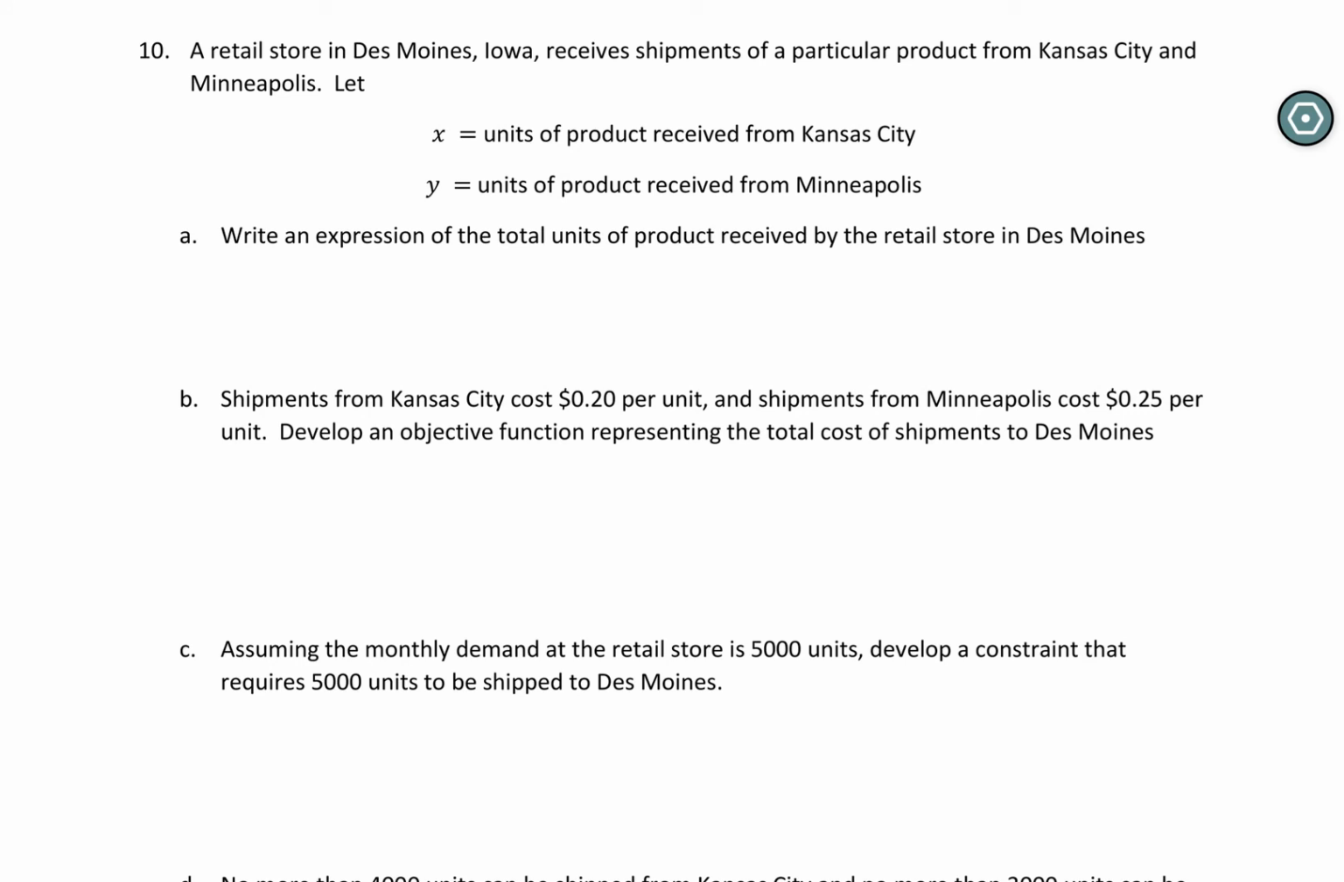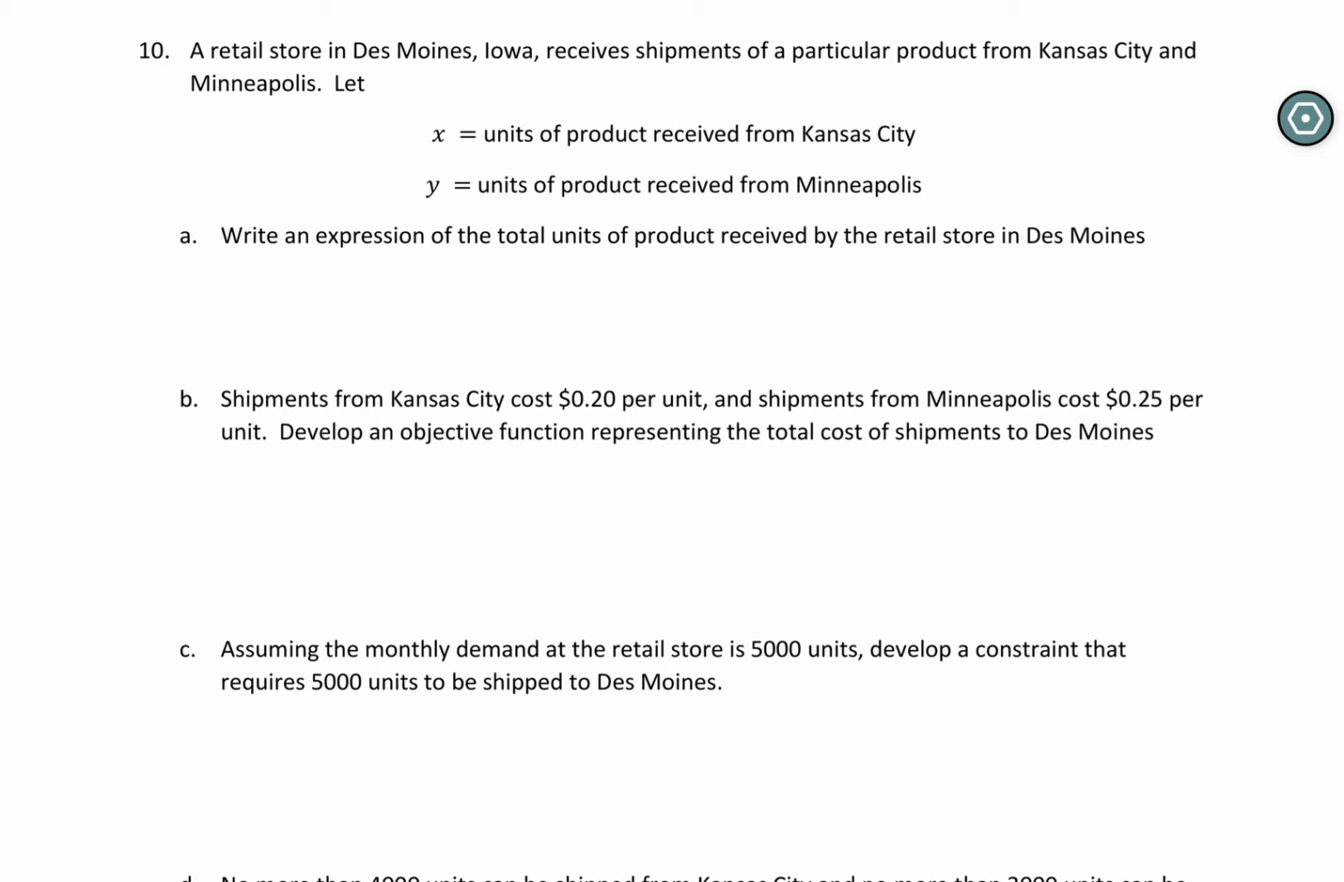Hi everyone, now we're going to take a look at number 10 from chapter 1 of our book. This example will help us understand how everything comes together, how we can actually create the equations and put them together to create the model. So in number 10, it says that we have a retail store in Des Moines, Iowa that receives shipments of a particular product from Kansas City and Minneapolis.